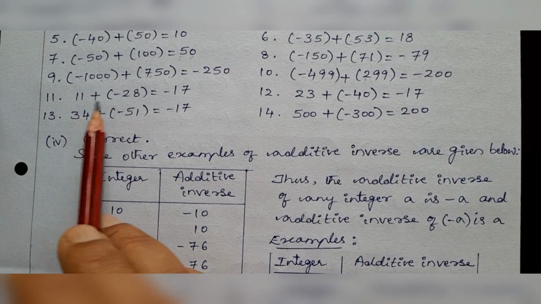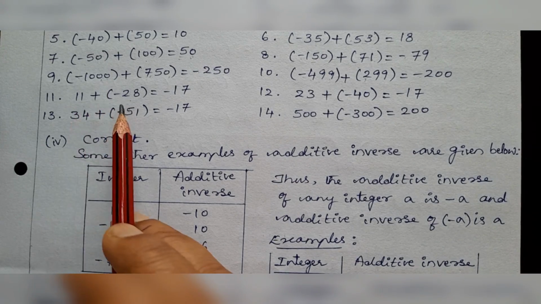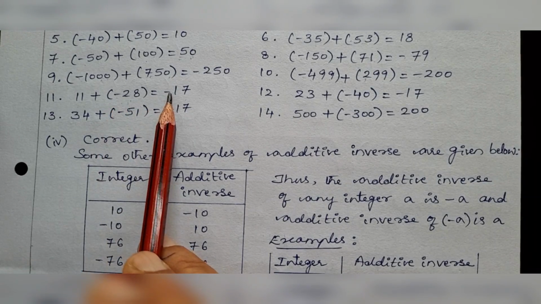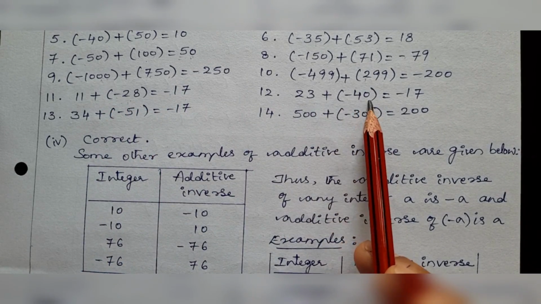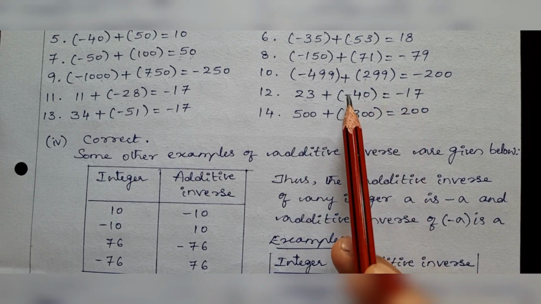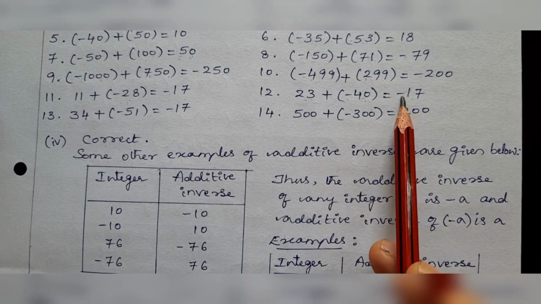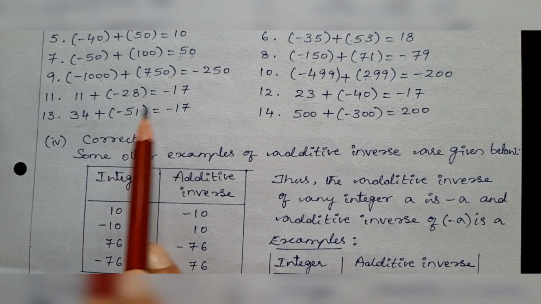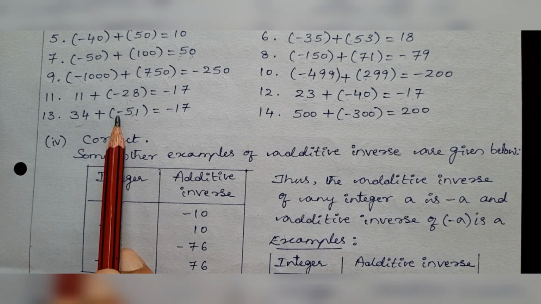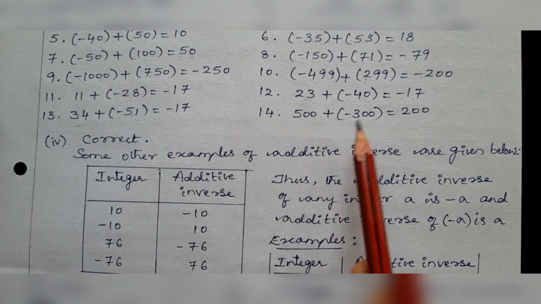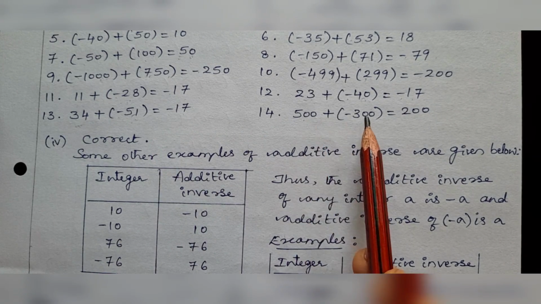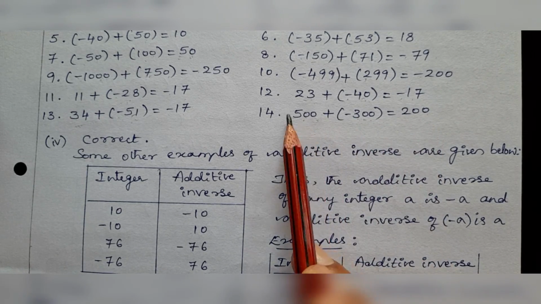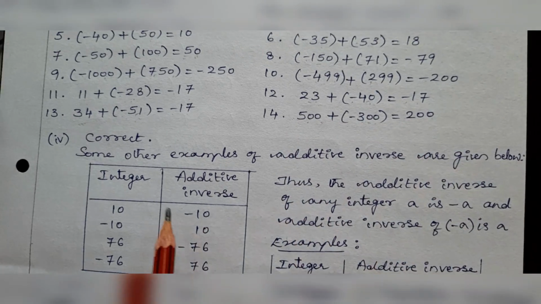Next, 11 plus, means a positive integer and a negative integer, difference. So that is 17. The bigger integer's sign is negative. And 23 minus 40, the difference is 17. The bigger integer's sign is negative, put the negative sign here. 34 minus 51, take the difference, 17. So the bigger integer is 51, the sign is negative, put the negative sign here. 500 positive integer, minus 300 negative integer, the difference is 200. So the bigger integer's sign is positive, so positive sign.